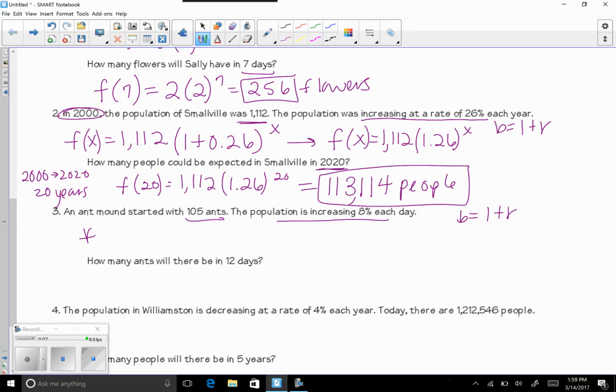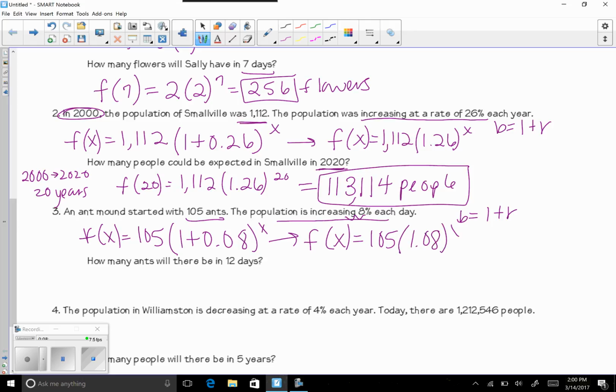So I'm starting with 105, increasing 1 plus the percent. Well, 8% as a decimal, you move it 1, 2 to the left, is 0.08 to the x power. So that is f of x equals 105 times 1.08 to the x power. There's your equation to model the increasing population. The population started with 105, increases 8%. Increasing, it's bigger than 1, and it's increasing by 8%.